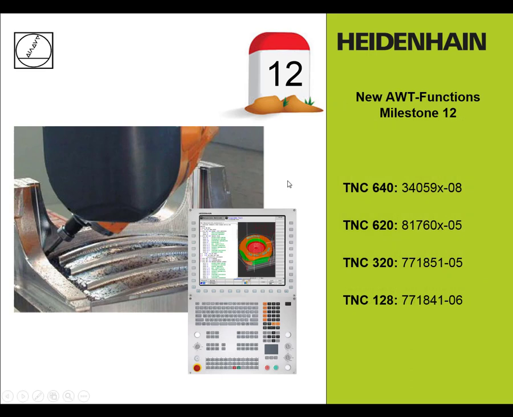So, milestone 12. We always talk about the milestone 12, or about milestones at Heidenhain, because we have different controls under this milestone: the TNC 640, the TNC 620, TNC 320, and the TNC 128. And the milestone 12 is a different software version for every control. So you see for the 640, it's software 8, for the 620 it's software 5, also for the 320, and for the 128 it's software 6. So we talk about the milestones. The milestone is then a special software for every control.